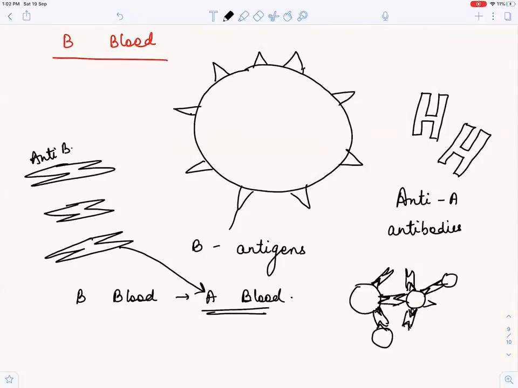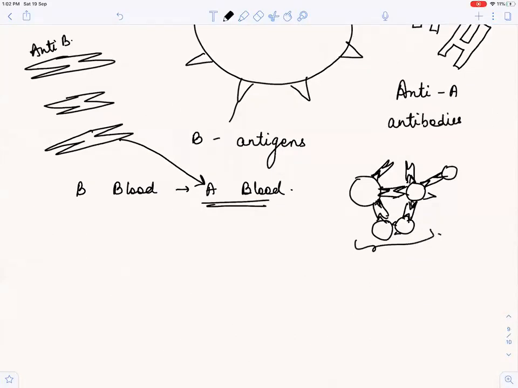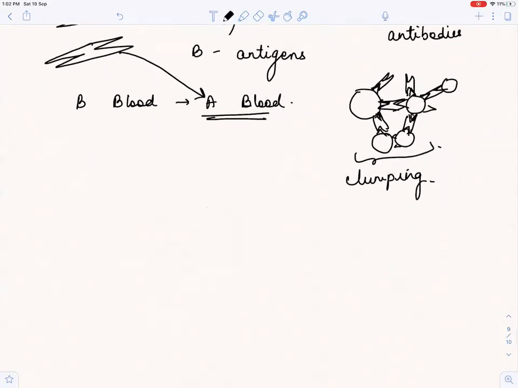They are all clumping together. This is all clumping happening. The word for this is called agglutination. This clumping is called agglutination. Did you understand? What are these antibodies and all?